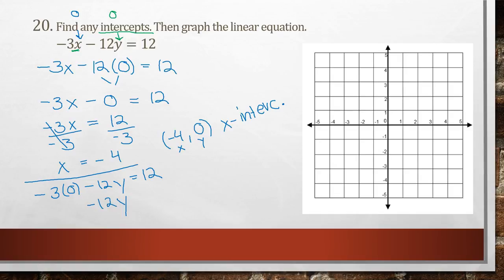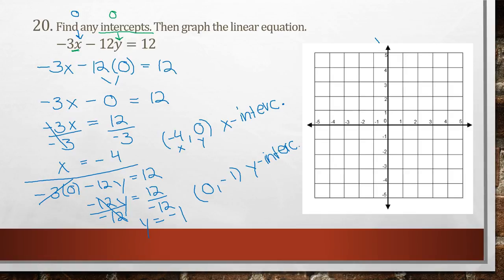So the only thing I have left is negative 12y, which is equal to 12. Now getting y by itself, dividing by negative 12 on both sides. And I have y is equal to 12 divided by negative 12 is negative 1. So I plugged in a 0 for x, and I got negative 1 for my y, which represents my y-intercept. So using the intercept as a method to graph, we just plot these 2 points on the graph.